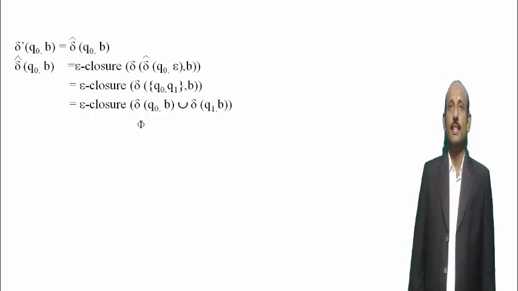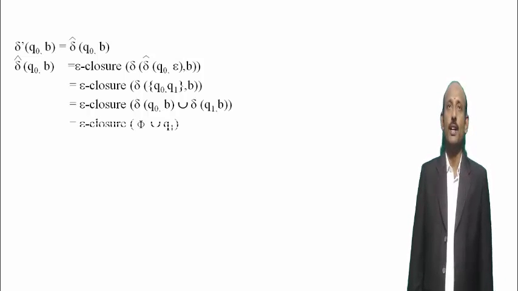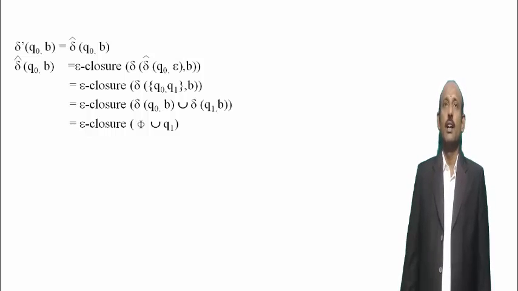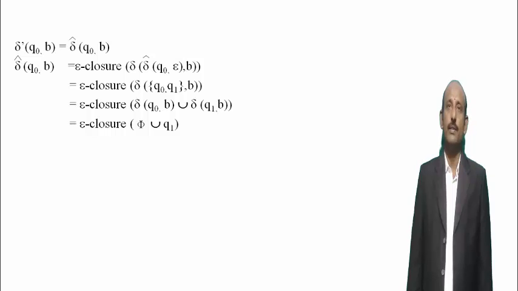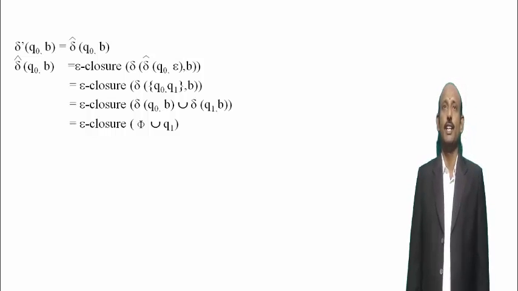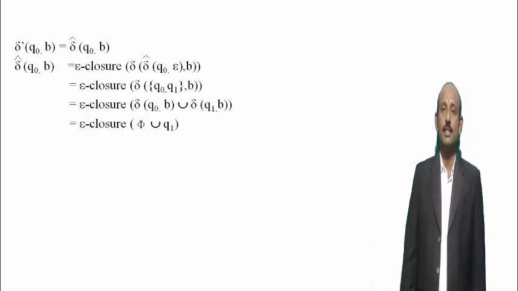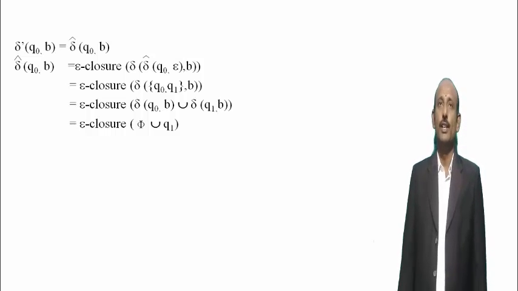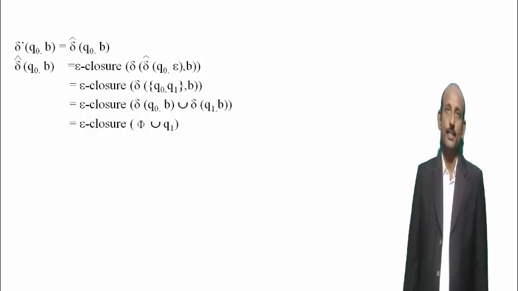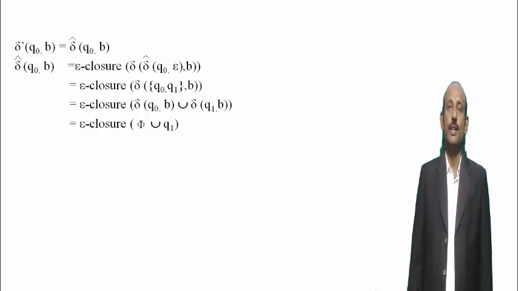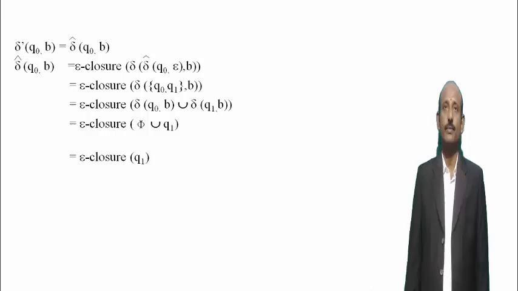In this case, delta of Q0, B: there is no transition for the input B in the state Q0, so it is the pi symbol, union, and there is a transition for the input B on state Q1. It comes back to the same state, so the answer is Q1. So the epsilon closure of Q1 is Q1.